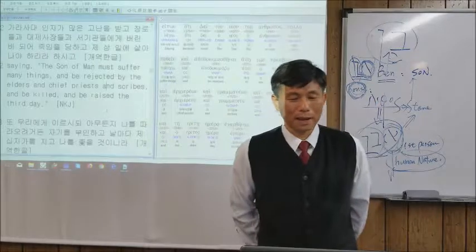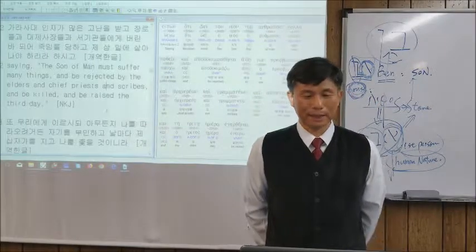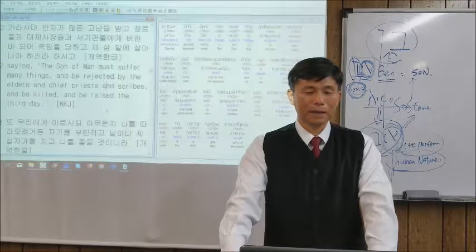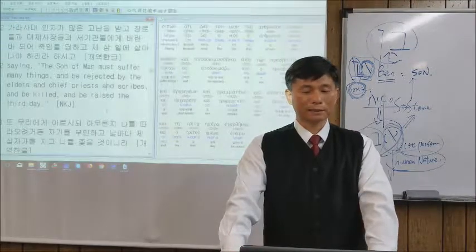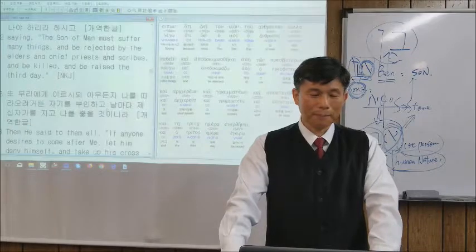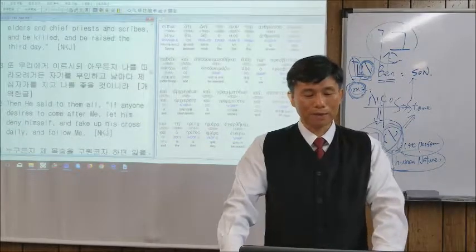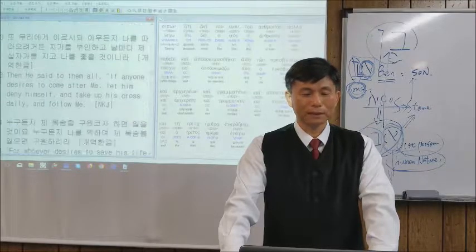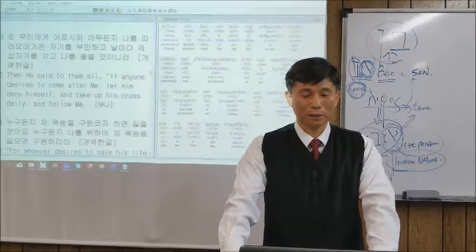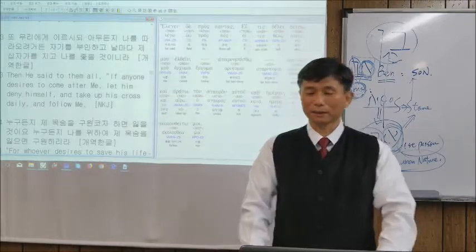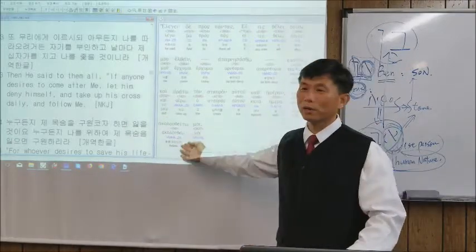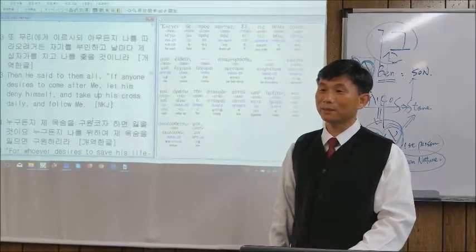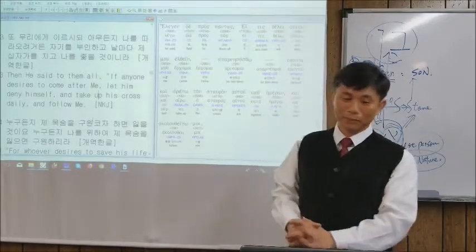So the Son of Man must suffer many things and be rejected by the elders and chief priests and scribes, and be killed, and be raised the third day. Then he said to them all, if anyone desires to come after me, let him deny himself and take up his cross daily, and follow me. Here it is not simply follow me, right? Akoloutheo, we learn, means being on the same way, accompanying me. We have to be on the same way, doing what he did, right?